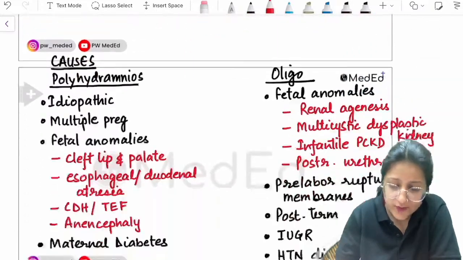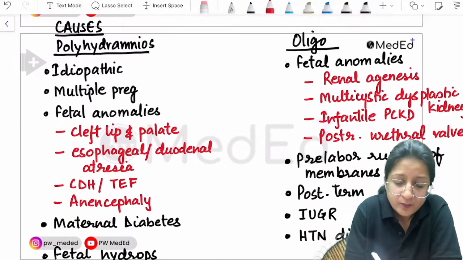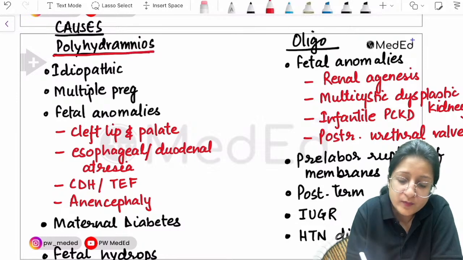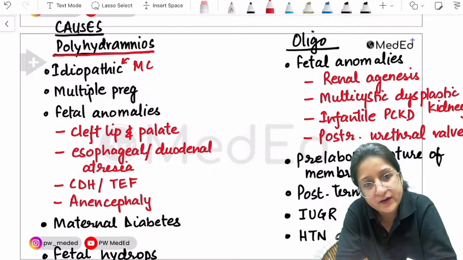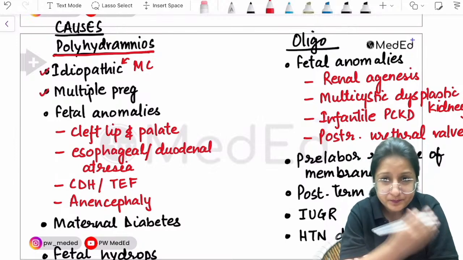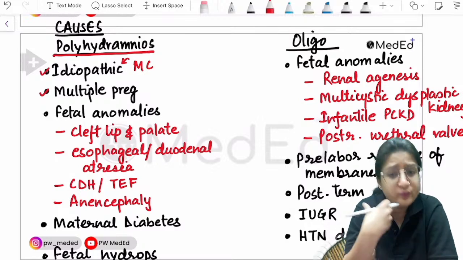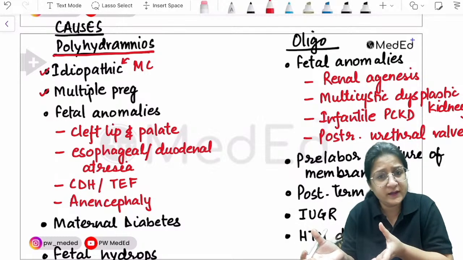So now let's have a look at the causes. If you have polyhydramnios, the most common cause is actually idiopathic. Most of the time no cause is identified. Then there can be multiple pregnancy. Makes sense. What is there to mug up? If there are two fetuses, both fetuses contribute to the urine output, and then it leads to polyhydramnios.